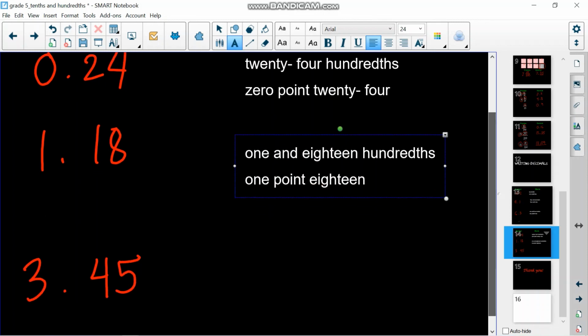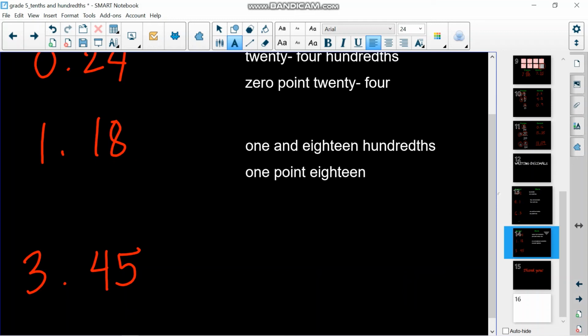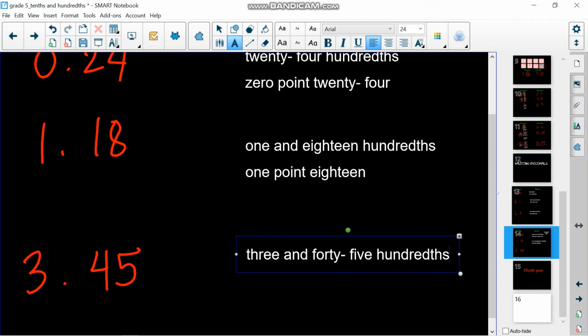Let's go to the last one. We have 3 and 45 hundredths, or we can write it as 3.45.